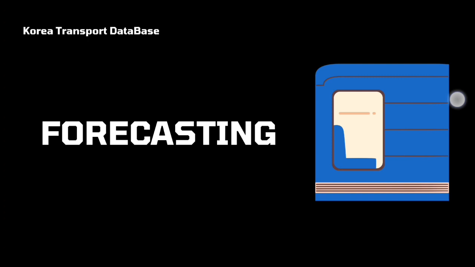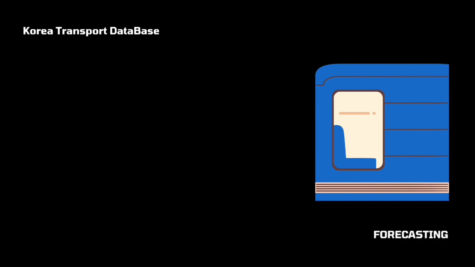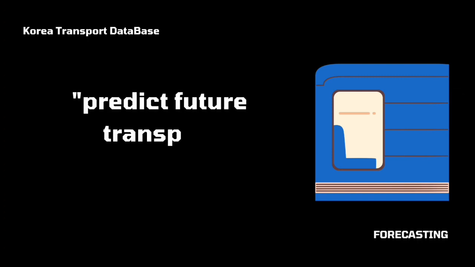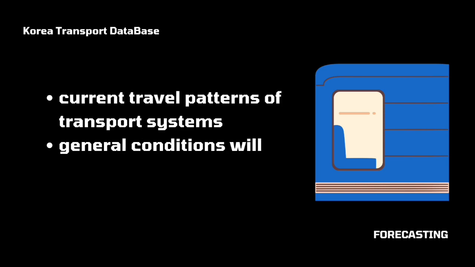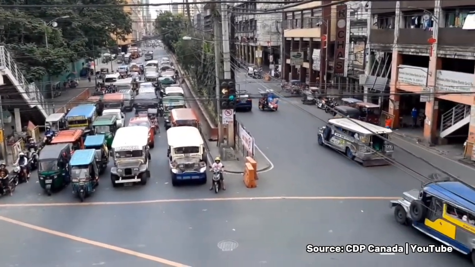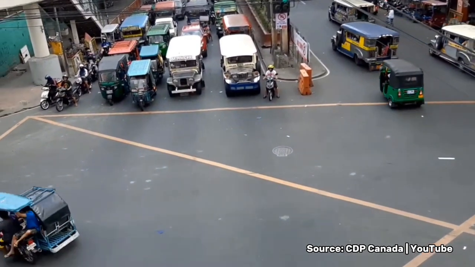According to the Korea Transport Database, forecasting is done to predict future transport demand when establishing transport plans within a given budget. The forecast is based on current travel patterns of transport systems and under the assumption that general conditions will not greatly change. Therefore, drastic or detailed changes can result in prediction errors.